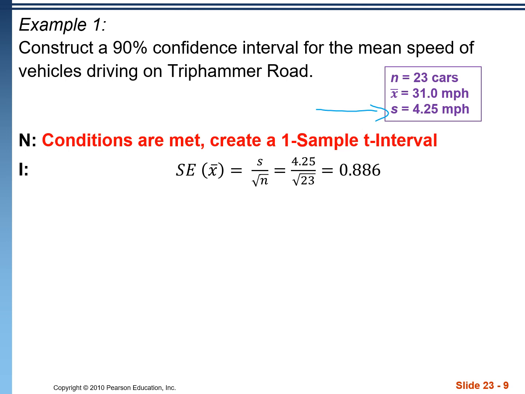Write the interval, find the standard error of the sample. Okay, it's a standard error anytime we're estimating it with the standard deviation of a sample. So we get 0.886 for a standard error.